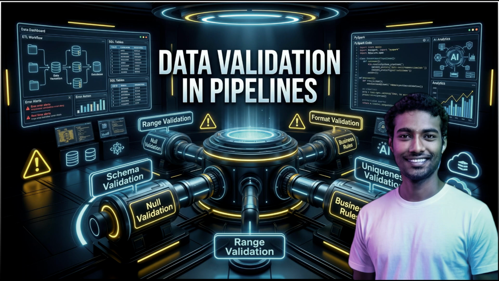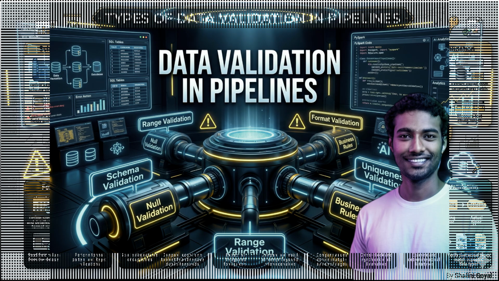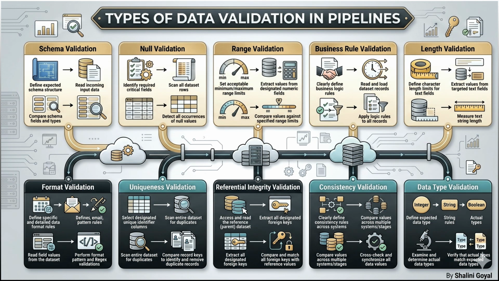In this video, we are going to cover what are the different types of data validations in pipelines. In every modern organization today, they depend on data, from banking transactions and healthcare systems to e-commerce recommendations and AI models. Everything relies on high quality, trustworthy data. But what happens when the data entering your pipeline is incomplete, incorrect, duplicated, inconsistent, or corrupted?